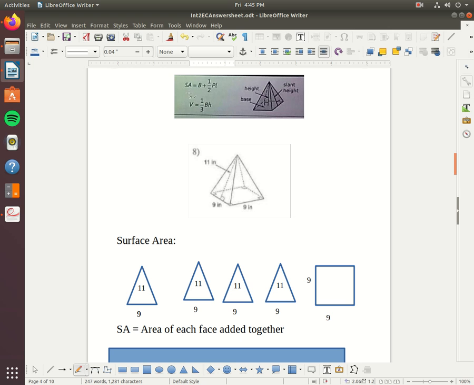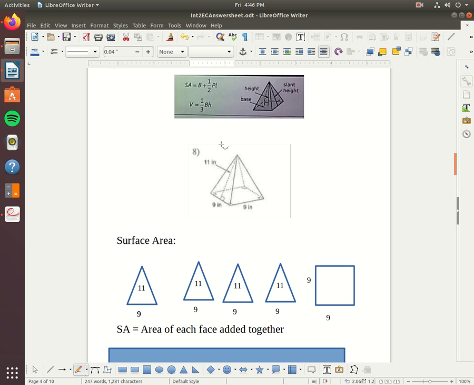In this example, the SA, the surface area, equals the area of the base, which is a square, plus half of the perimeter times the slant height, which I just don't think is the best way to look at it as far as surface area goes. I like the volume, and I'll use that formula.